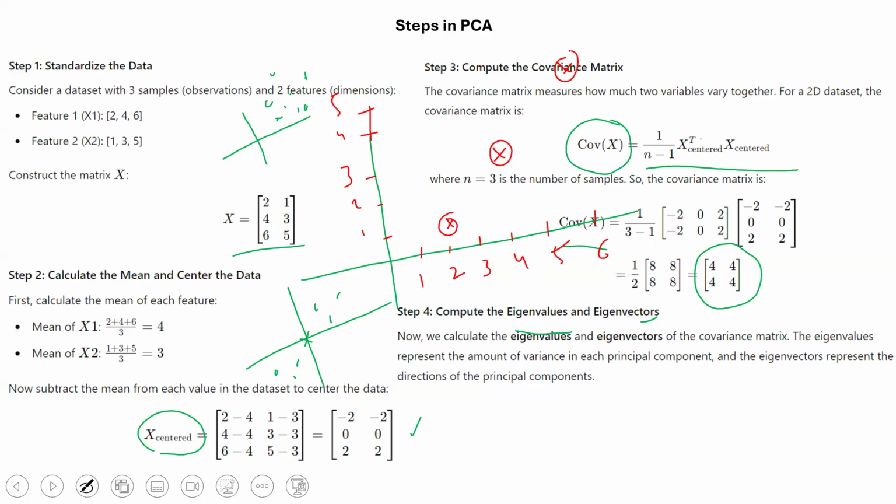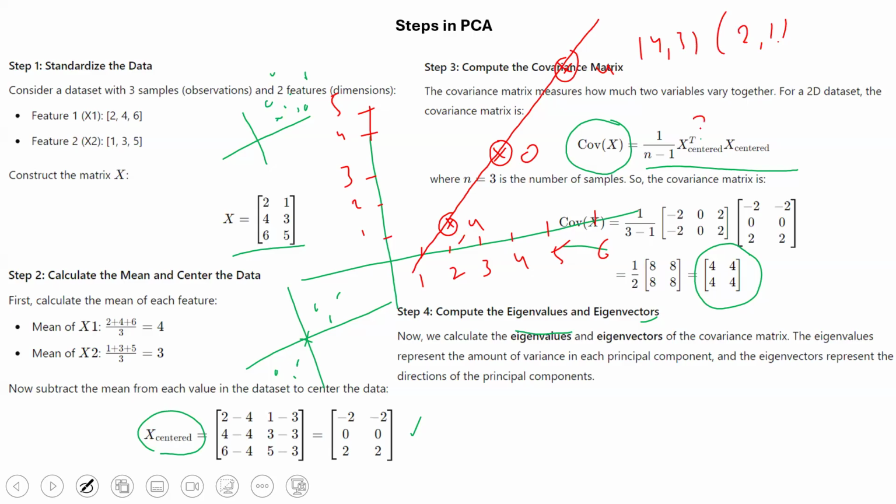So now we got a new dimension, something like this. This became 0, this became 4, this became minus 4. Even if you calculate the distance between these 2 points, what is the distance between these 2 points? So this is 4, 3, right? 4, 3 is 1 point. 2, 1 is 1 point. What is the distance between these 2 points?